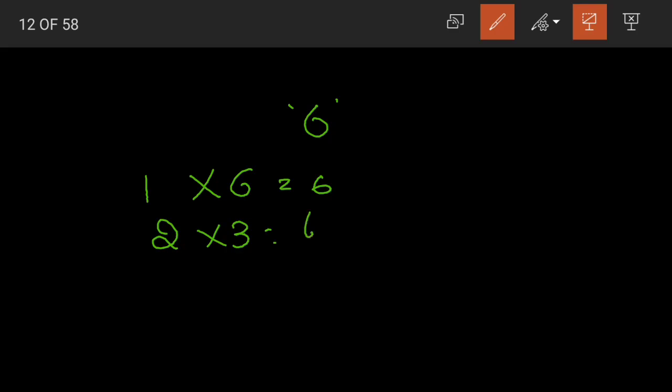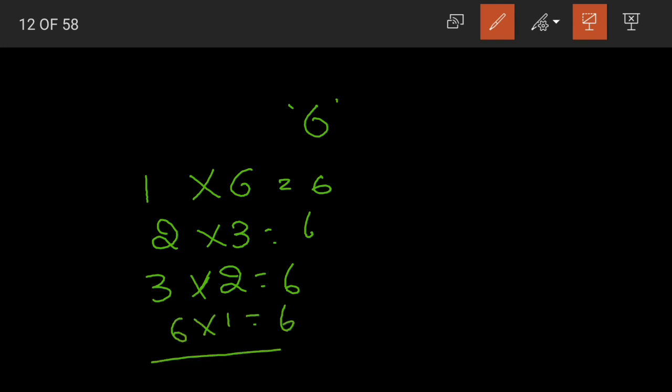Now how to find out the factors? Suppose we are finding the factors of 6. Start checking in each table. First we have the 1 table, so we have 1 6 are 6. Then in the 2 table we have 2 3s are 6. And then in the 3 table we have 3 2s are 6. It does not come in the 4 and 5 tables, and then we have 6 1s are 6. This is the end of the list of factors.